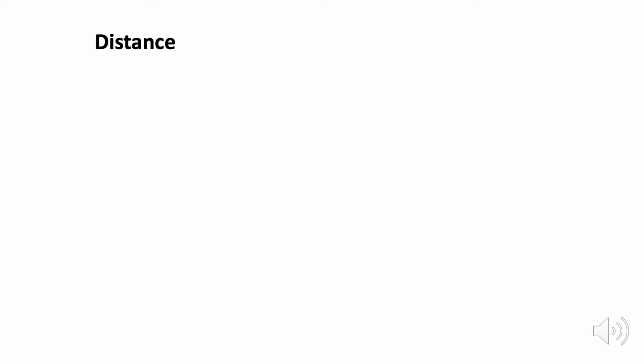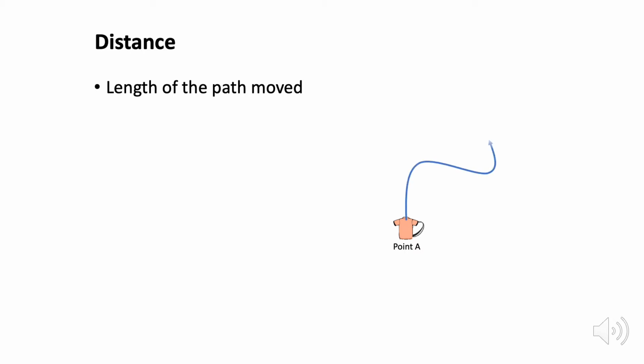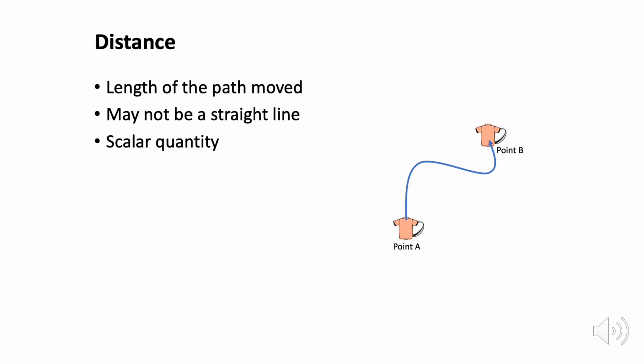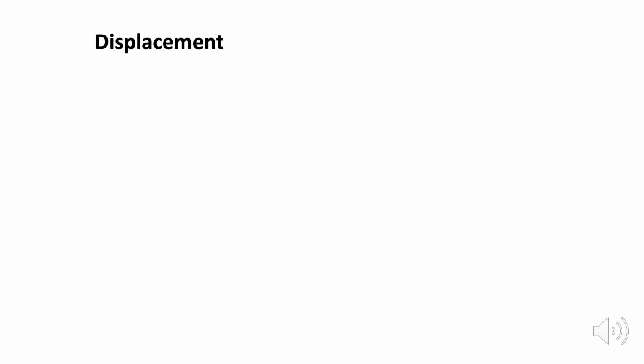So if we're going to unpack those definitions specifically, we talk about distance as the length of the total path moved between point A and point B. This may or may not be in a straight line, and it's a scalar quantity, which means it has a magnitude, but it doesn't have any set direction, and in fact a lot of the time the direction will change throughout the measure that we're talking about.